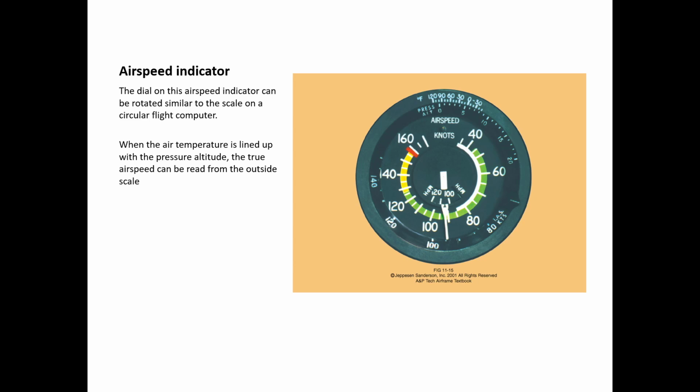When the air temperature is lined up with the pressure altitude, the true airspeed can be read from the outside scale. This is more of a pilot's issue, but they basically can rotate the outer edge so that you can actually read the outside numbers, which will also show you what the airspeed is based on the actual temperature.